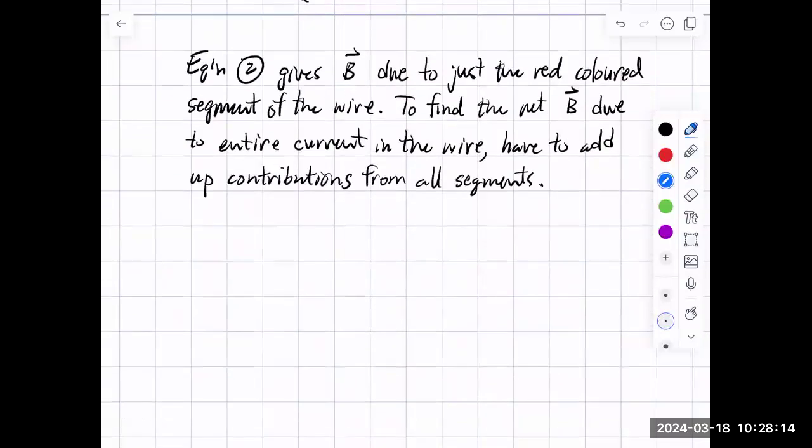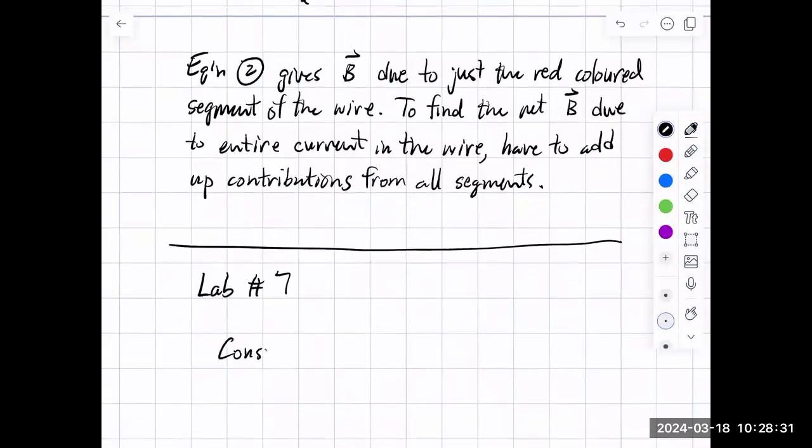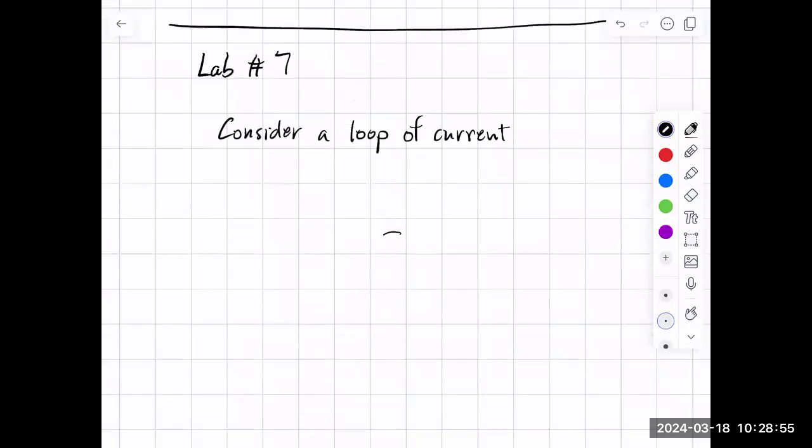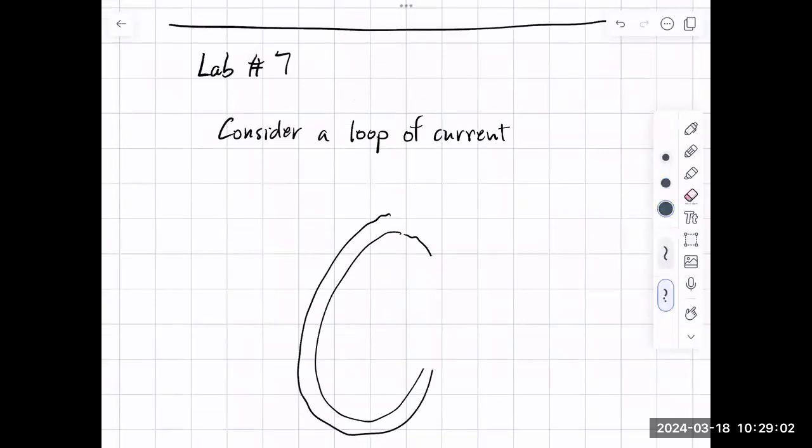Okay, so with that, I want to do a little bit of an aside, and this aside is going to be to preview lab number 7. So lab number 7. Okay, so what I want to do is consider a loop of current. So let's imagine that we take a wire, we bend it into a circular loop, and we get a current running in that loop. I don't care how the current gets there. Maybe there's a little battery between the two ends. So what we'll have is this loop of wire. Let me draw it kind of big. So here's our, whoops, move that a little bit.